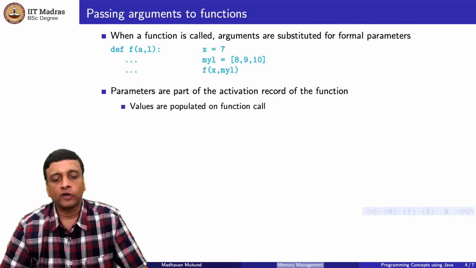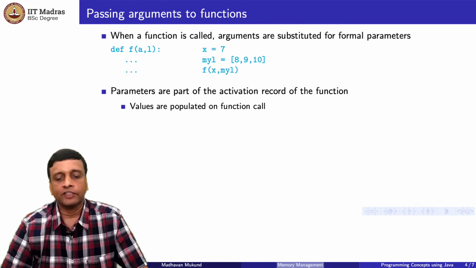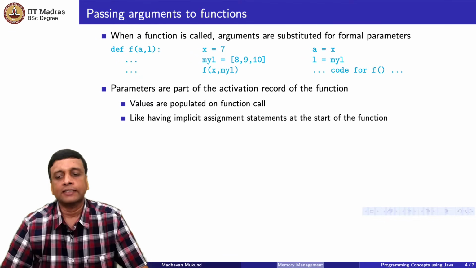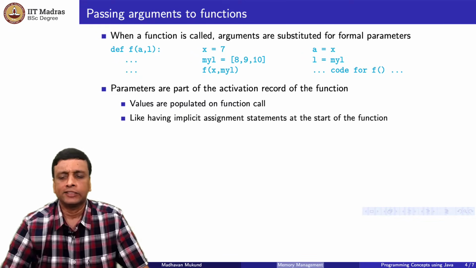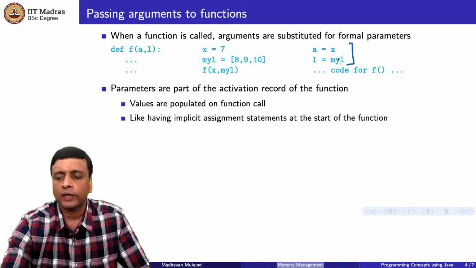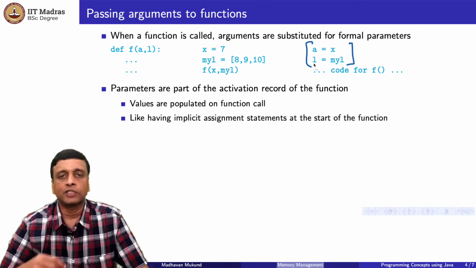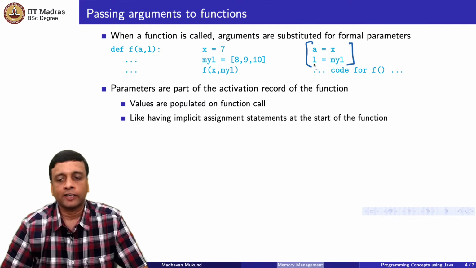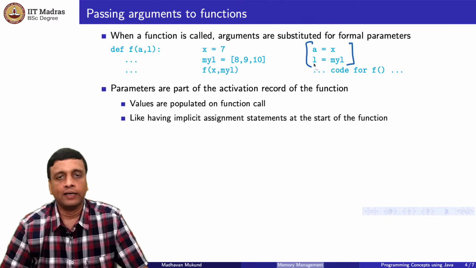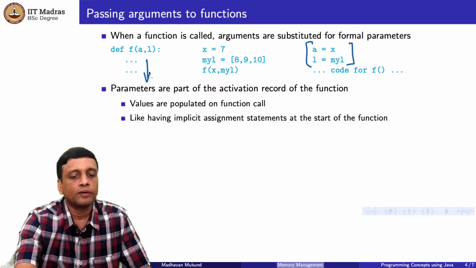As we saw before, these parameters are part of the activation record. They are populated when the function is called and I create the activation record. These values get initialized, so I can actually think of it as having an implicit initialization. So I can say that I have these two lines at the beginning of my function which populate these values in my activation record. It's as though I set a equal to x and then I set l equal to my l, and then I run this code.